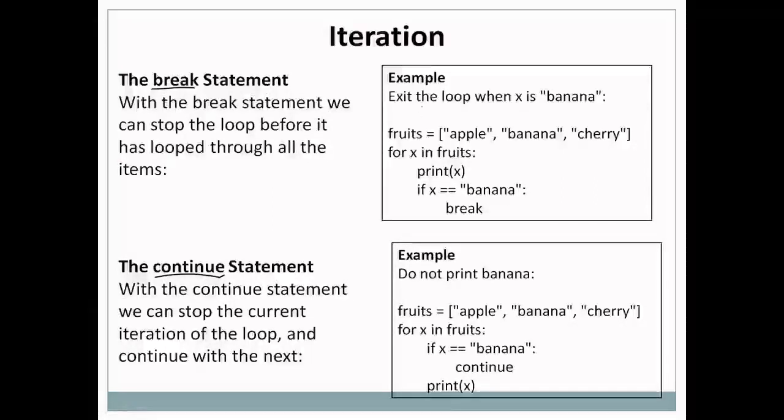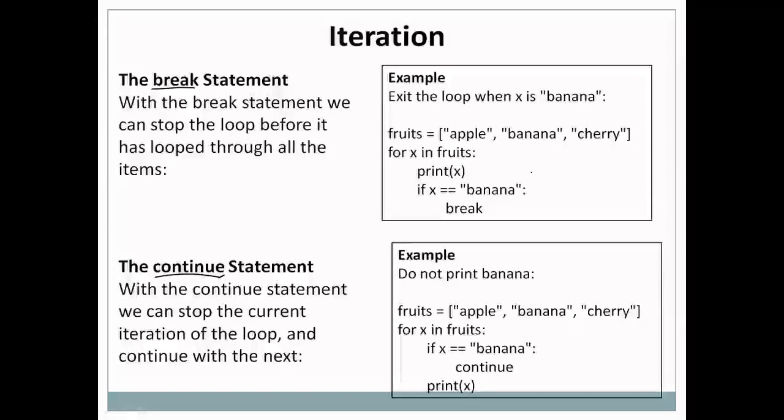Now let us look at these two examples. Again, a similar example: fruits, apple, banana and cherry. For x in fruits, apple is assigned for the first time. Then we are printing x, which means it will print apple. Then we are checking if x is equal to banana. Initially apple is assigned, so x is not equal to banana, and as it is not equal to banana, break is not executed. Directly it goes back to the for again. So next time, banana is assigned to x.